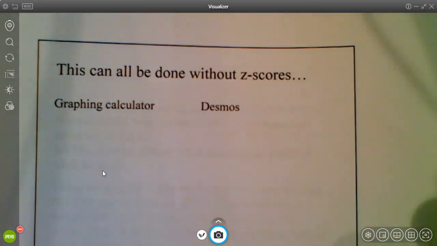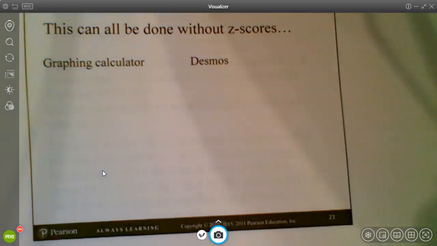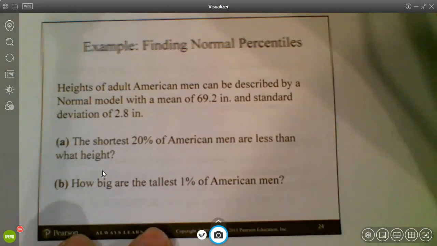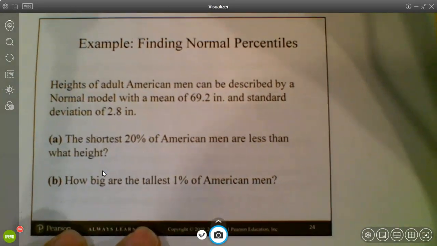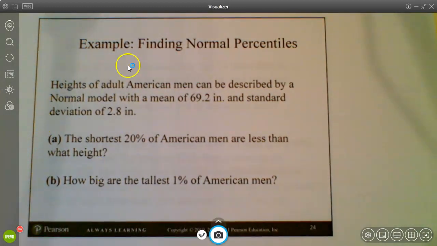So this was more of a reminder to myself to make sure I went through all the other tools for you guys, but obviously we just covered that. So let me go down to here. A little extra practice. The heights of adult men can be described by the normal model. Here's the mean, standard deviation, same numbers. The shortest 20% of American men are less than what height?